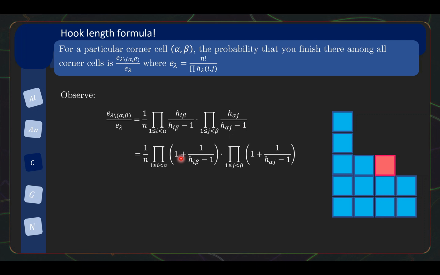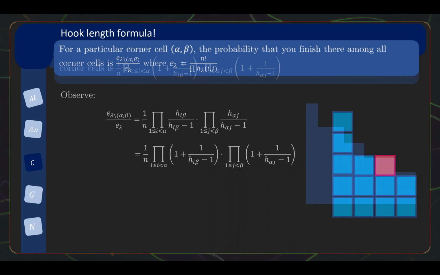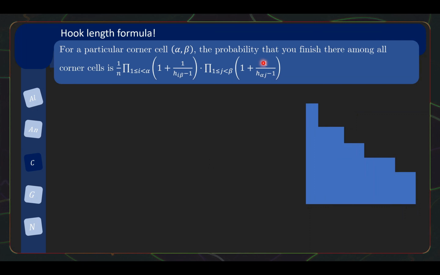And this is just algebra where I write this fraction as 1 plus this fraction. Okay, so now I can reformulate my problem again to say that I want to show for a particular corner cell, the probability that you finish there when you play your game is given by this expression over here. Okay, now we can finally try and tackle this probability problem.